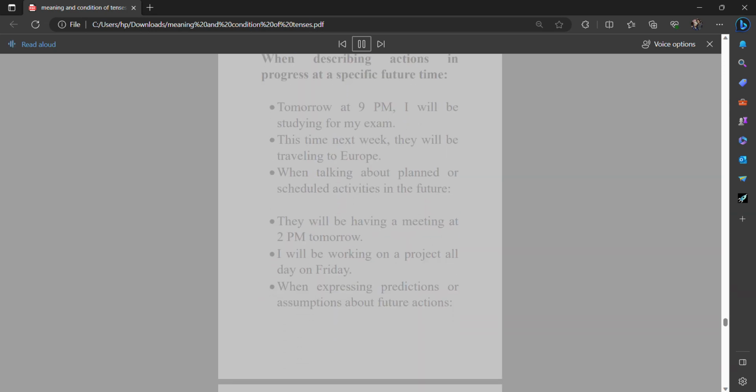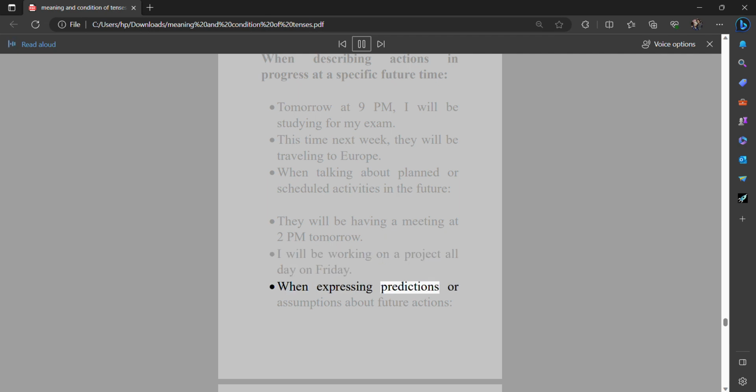When describing actions in progress at a specific future time. Tomorrow at 9 p.m., I will be studying for my exam. This time next week, they will be traveling to Europe. When talking about planned or scheduled activities in the future. They will be having a meeting at 2 p.m. tomorrow. I will be working on a project all day on Friday.